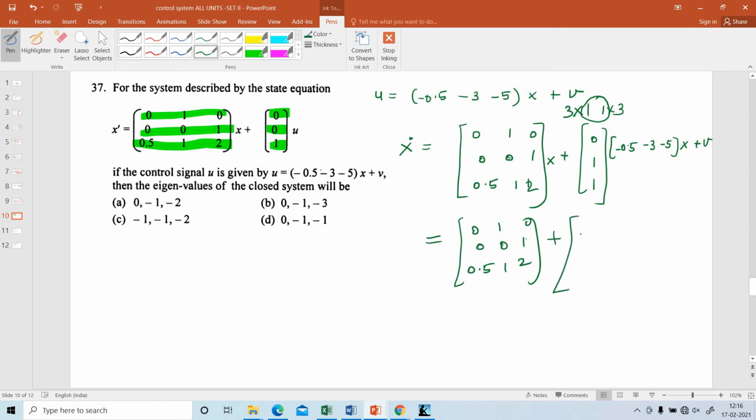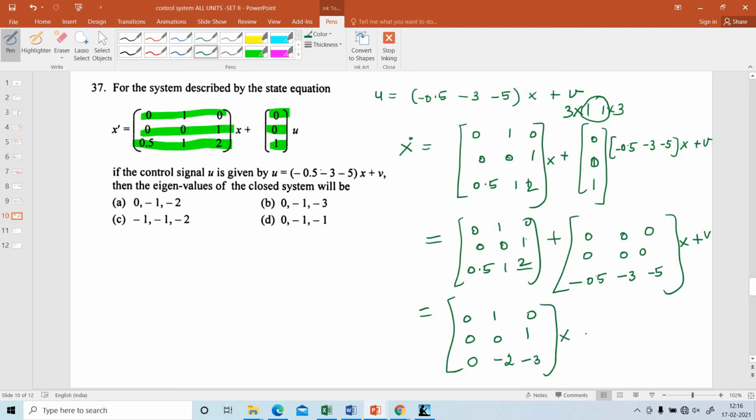So 0 into this one, that is 0, 0, 0. And next also 0, 0, 0. Next we get minus 0.5, minus 3, minus 5, x plus v. Now I am going to add this: 0, 1, 0, 0, 0, 1, minus 0.5 plus 0.5 gives 0, and 1, and minus 3 minus 2, 2, and minus 5 minus 3, x plus v. So this is the new x dot.